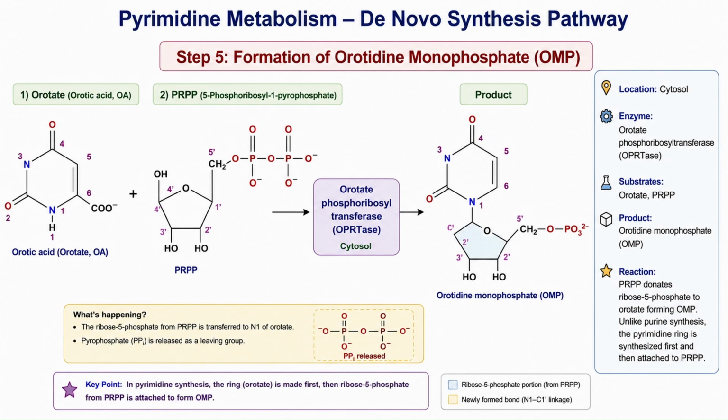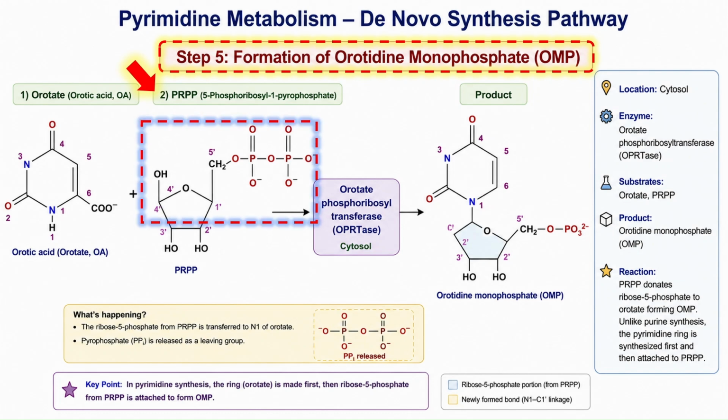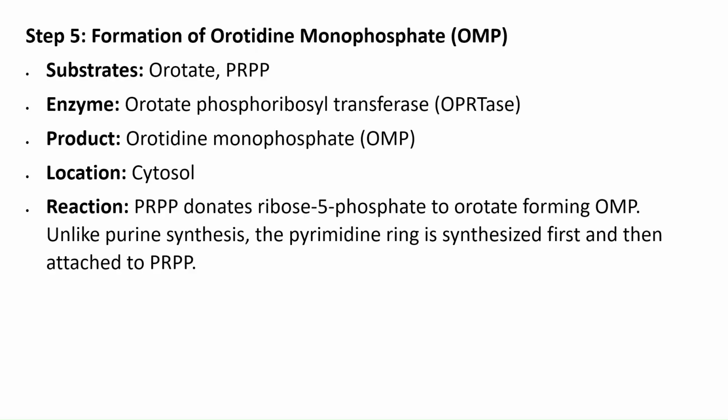Now coming to the fifth step, the formation of orotidine monophosphate. In this reaction, PRPP, phosphoribosyl pyrophosphate, donates the ribose 5-phosphate to the orotate molecule. The pyrimidine base becomes attached to the ribose sugar through an N-glycosidic bond. Pyrophosphate is released. So the key change here is the attachment of the completed pyrimidine ring onto the ribose phosphate to form a nucleotide.